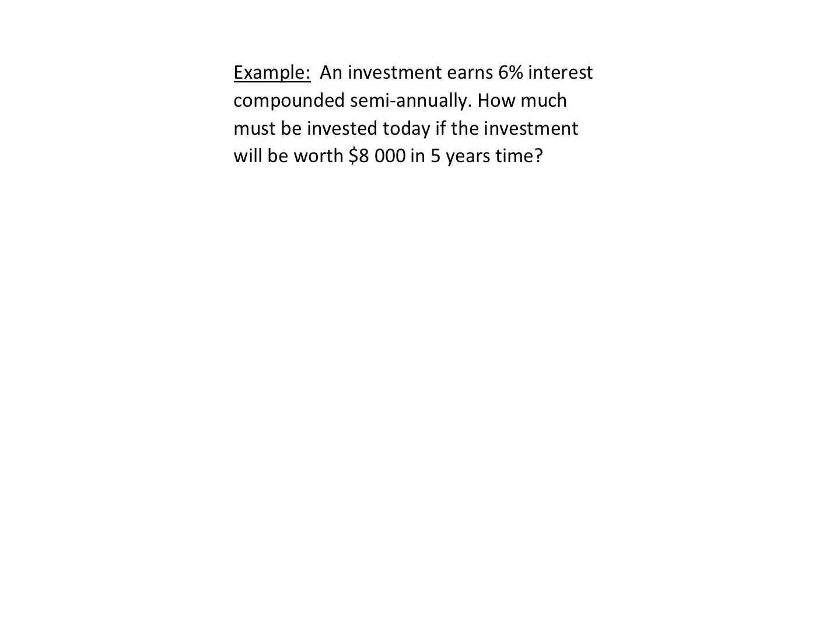So here's an example. We have an investment that is earning 6%. We know it's compounded semi-annually, so that's twice a year. And it says how much must be invested today, which means what are we starting with if we want 8,000 in 5 years' time. So in this example, our end amount is 8,000. That's what we want to end up with.